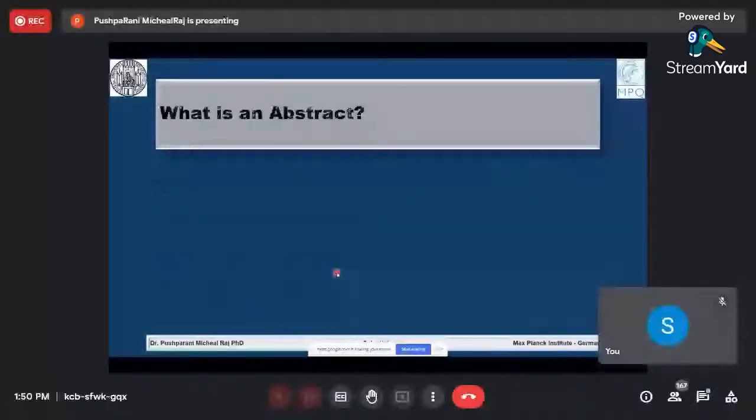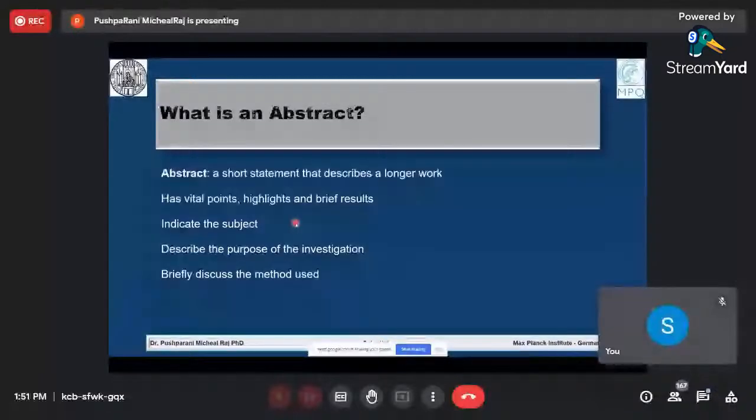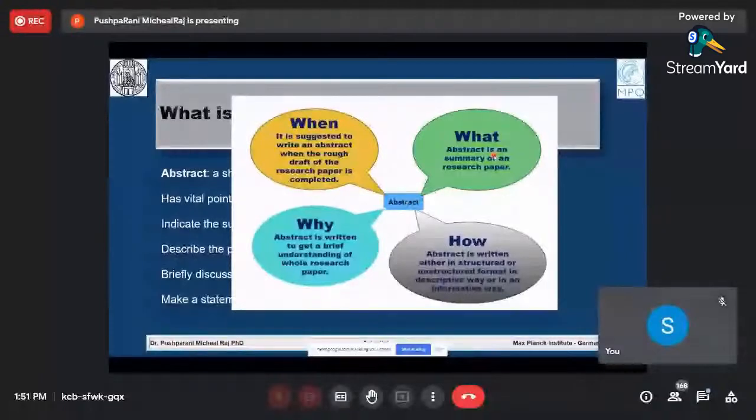And we have to describe the purpose of the investigation. What is the purpose? And very briefly discuss the method, because we're going to explain it in all details in the rest of the paper. And a single or double sentence should be sufficient about the result. So this is a quick picture of what an abstract is. This is what I have told all this time: why, what, when, and how an abstract should be written.